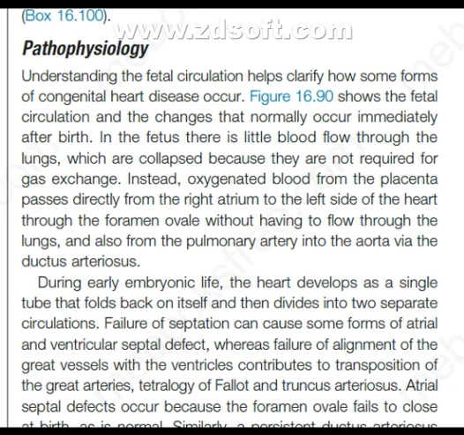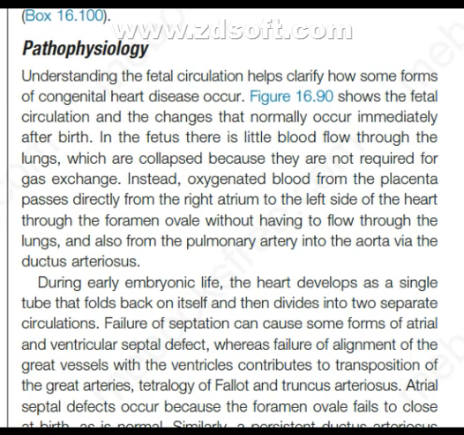Now, the pathophysiology of congenital heart disease. Understanding the fetal circulation helps clarify how some forms of congenital heart disease occur. The figure shows the fetal circulation and the changes that normally occur immediately after birth. In the fetus, there is little blood flow through the lungs, which are collapsed because they are not required for gas exchange. Instead, oxygenated blood from the placenta passes directly from the right atrium to the left side of the heart through the foramen ovale without having to flow through the lungs, and also from the pulmonary artery into the aorta via the ductus arteriosus.